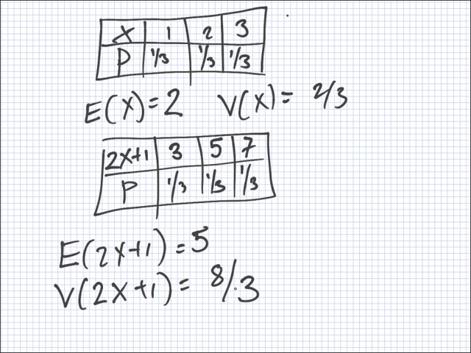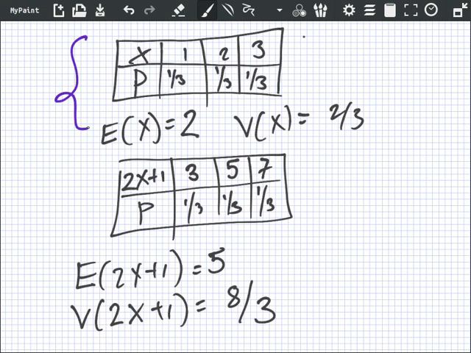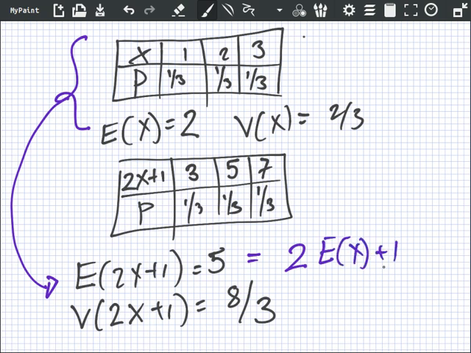Now, you might have guessed this or figured this out, but if you know this, then you can skip the calculation and quite quickly go to the answer. It's not too surprising to see that the expected value of 2X plus 1 is the same thing as twice the expected value of X plus 1, like this. What was this originally? 2. So this does work out to be 5.